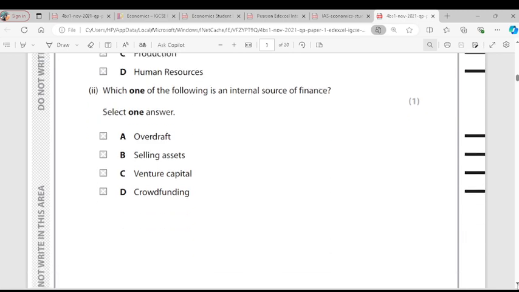Which one of the following is an internal source of finance? Overdraft is an external source of finance, but it is short term because you have to pay back within a year. Selling assets, selling the assets of the company, that is internal. So selling assets is the answer, which is B. Venture capital is an external source of finance. Crowdfunding is also an external source of finance. We're talking about internal source of finance, which is finance that can be sourced within the business. So the answer is B.